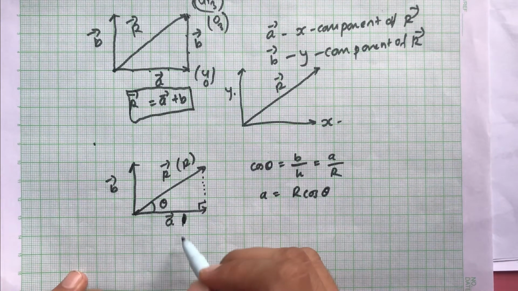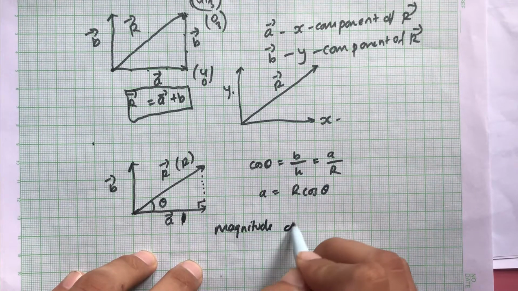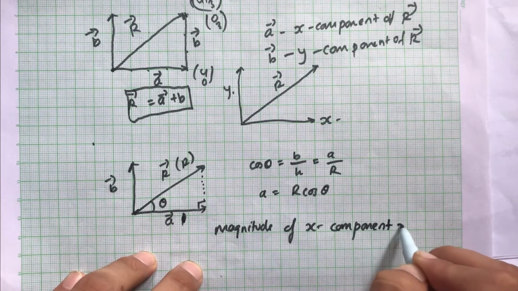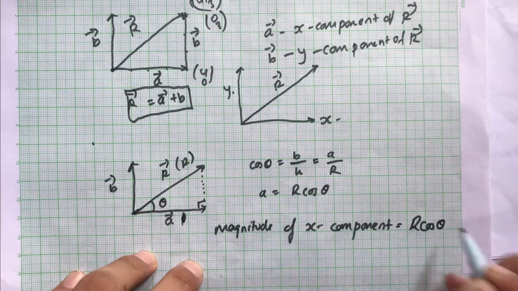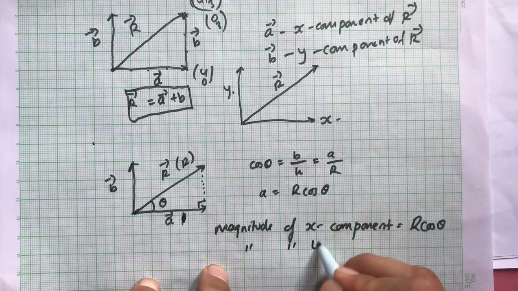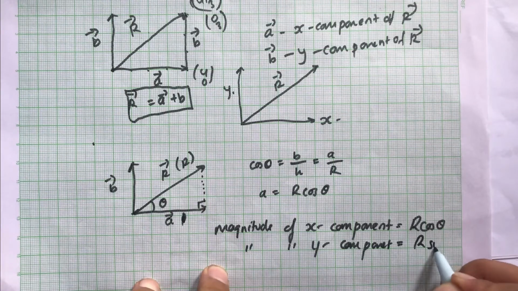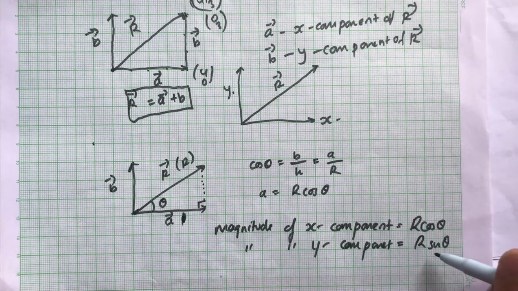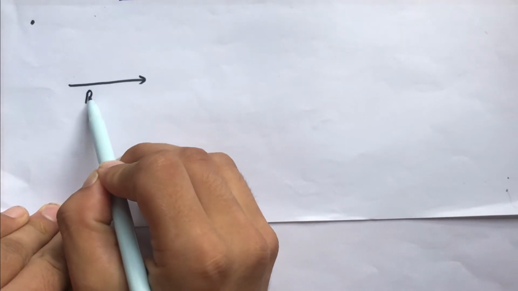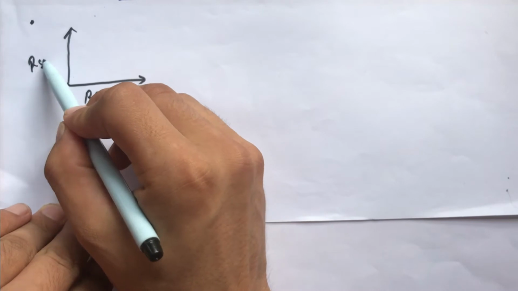So basically the magnitude of x component is R cos theta, and if you work out for the y component, you would get magnitude of y component would be R sin of theta. This is a chance for you to determine the y component. So I had x component R cos of theta, and I had y component R sin of theta.